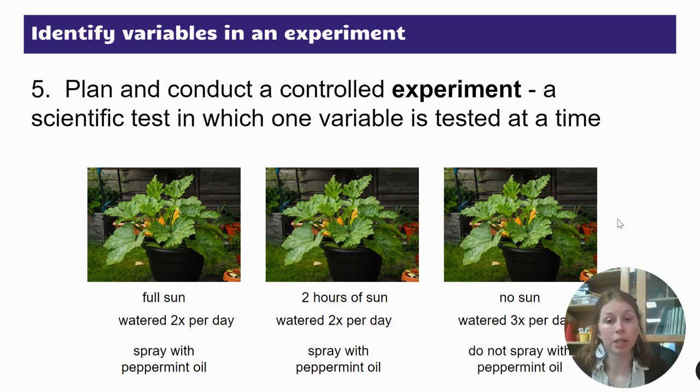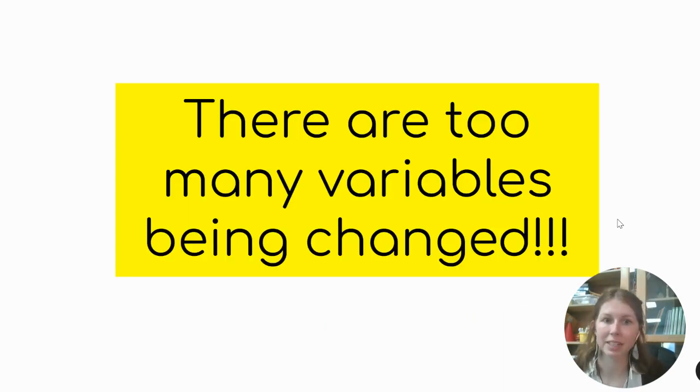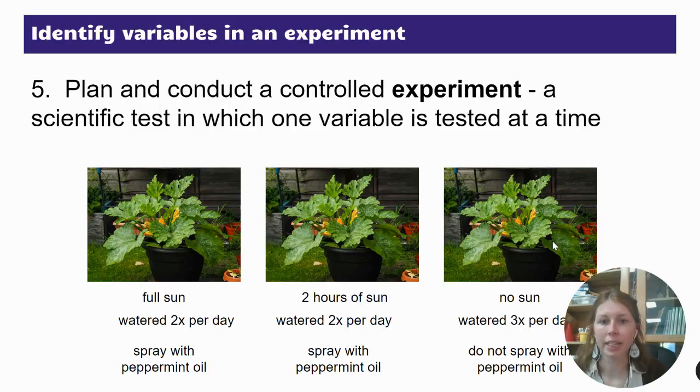Is this a good experiment? If you think yes, why? If you think no, why? This is not a good experiment. There are way too many variables being changed. If this one has no bugs, is it because it had peppermint oil? Or is it because it has a better amount of sunlight? Is this one too dry? The bugs don't want to live over there. There's not a clear cause and effect.